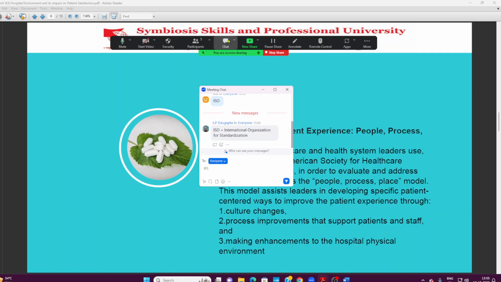Yes, ISO stands for International Organization for Standardization, not Indian. Right? Correct, Radha.